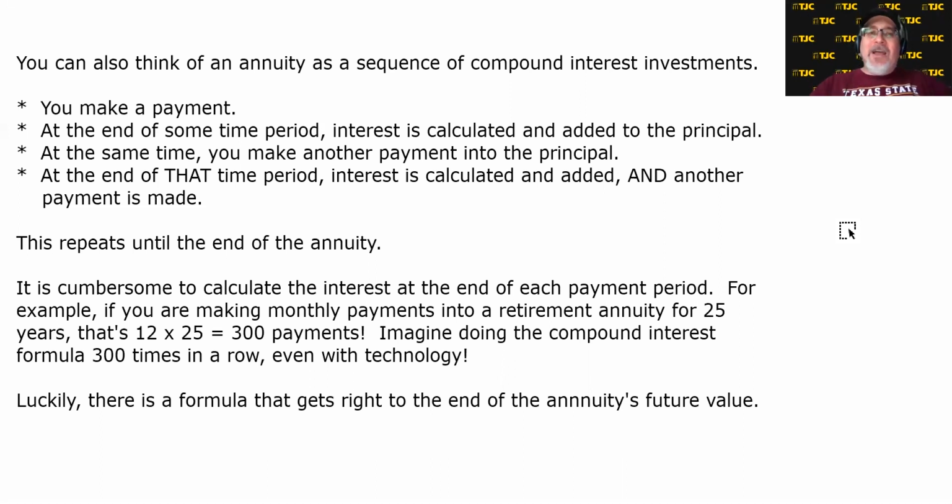It is cumbersome to calculate the interest at the end of each payment period. For example, if you're making monthly payments into a retirement annuity for 25 years, that's 12 payments per year times 25 years equals 300 payments. So imagine doing the compound interest formula 300 times in a row, even with technology. Luckily, there is a formula that gets right to the end of the annuity's future value.